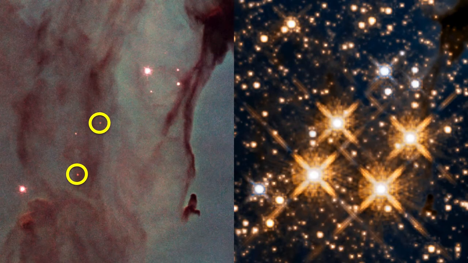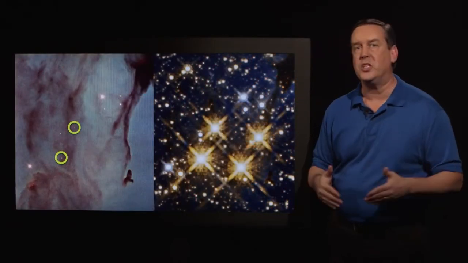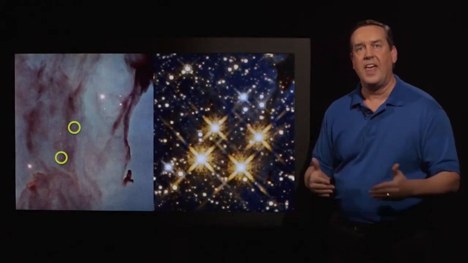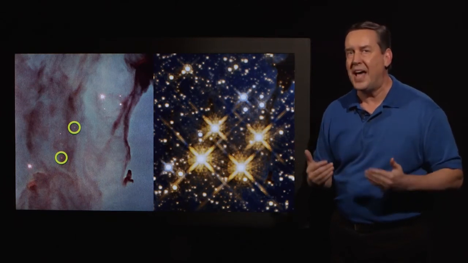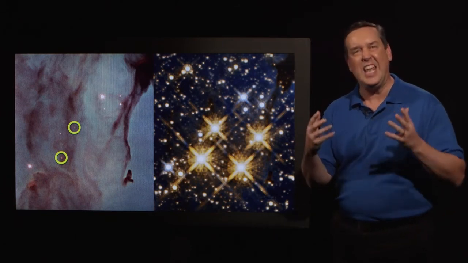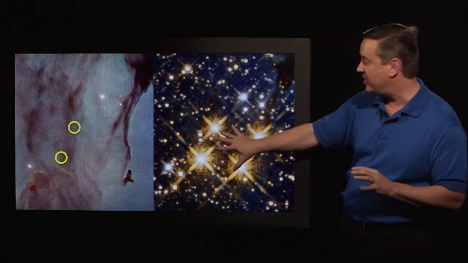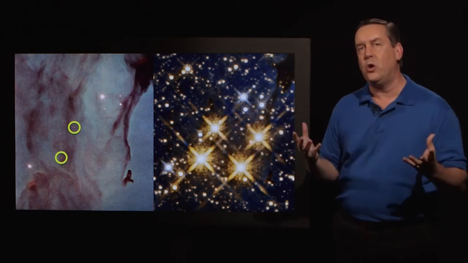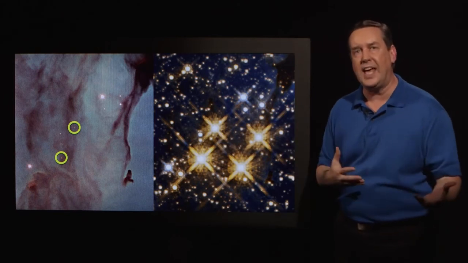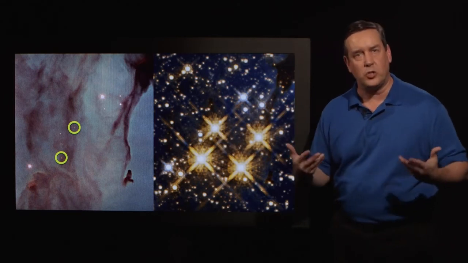These must be very low mass stars, because while a star like the sun emits most of its light in visible light, the smaller stars, the lower mass stars, emit most of their light in infrared radiation. So here we are looking at two very low mass stars, very bright, and it shows you just the difference you can get by using multi-wavelength astronomy.